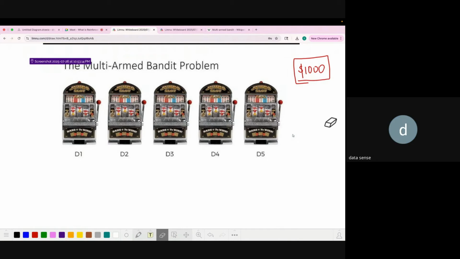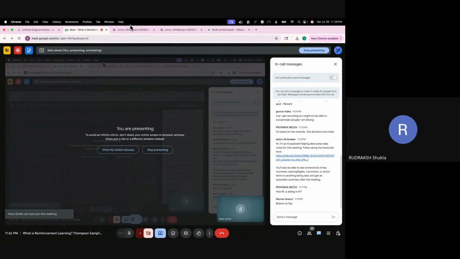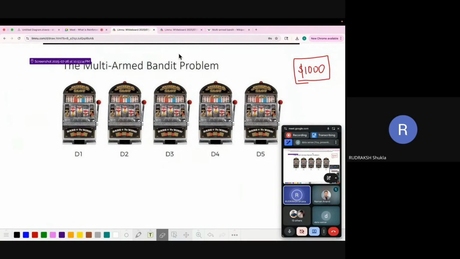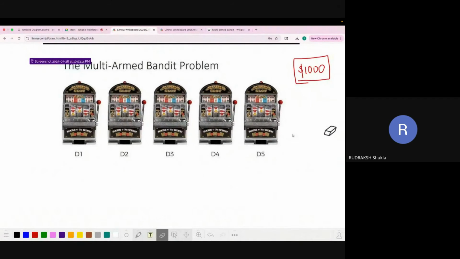You'll first take $200 as a testing point and play each machine. After getting the outcomes, I will use those outcomes to further distribute the next batch of money. But how would you know $200 is the right amount?